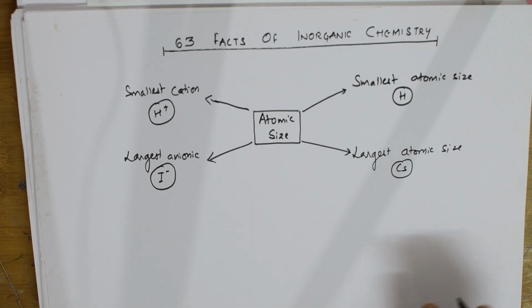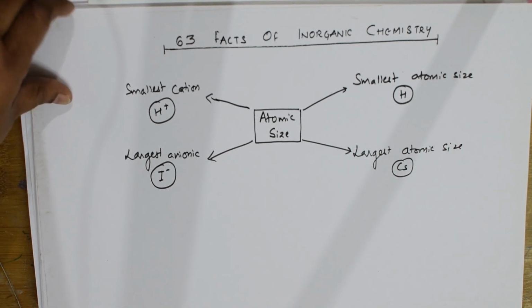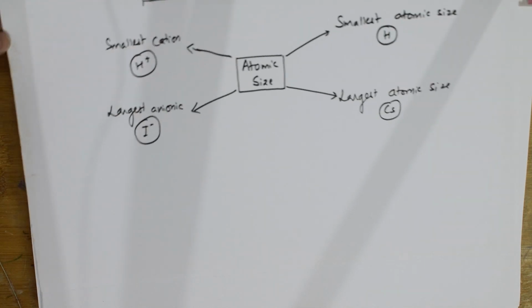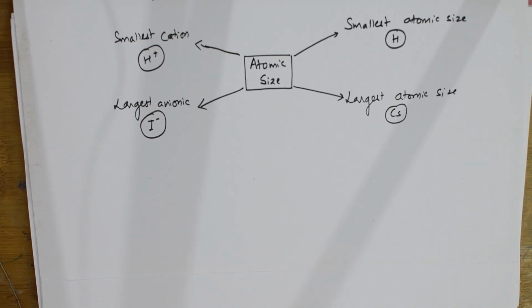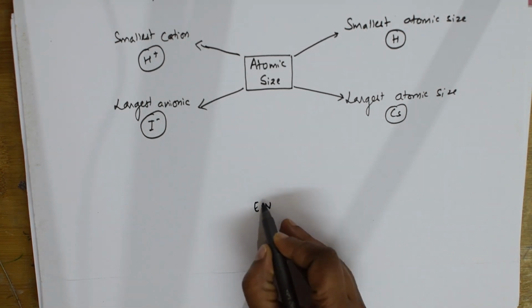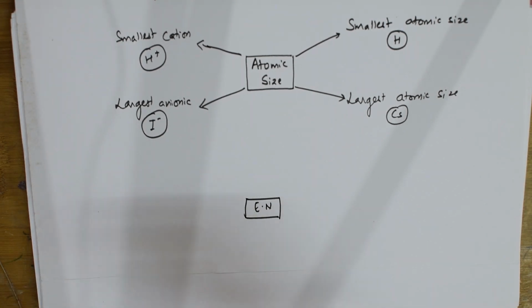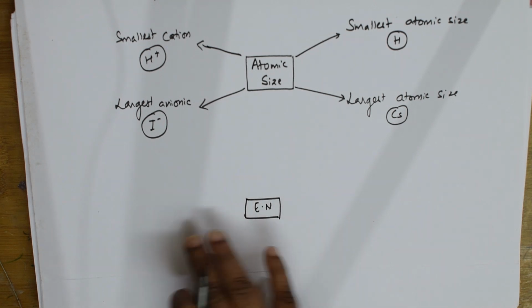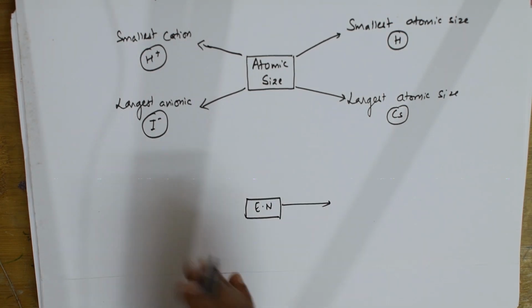Done. Let us come to the next trend. After atomic size, let us go with electronegativity now. Let me move the page a bit forward. I'll put electronegativity in the next column. We know electronegativity is the ability to pull or drag the electron from the outermost valence shell. In electronegativity, again we have two things. Let us write highest on that side and lowest on this side.